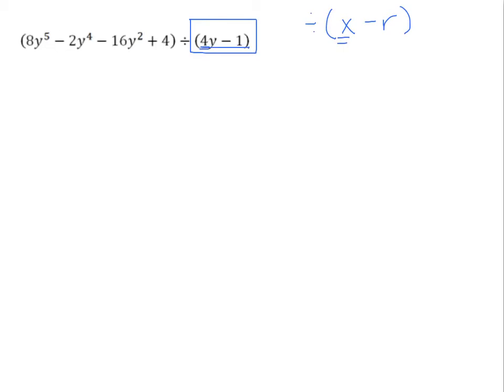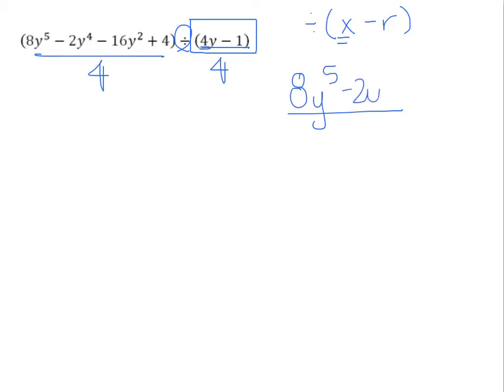So to do that, we're going to divide absolutely everything by 4. This is perfectly fine because dividing is like a fraction. So it's like we have 8y to the 5th minus 2y to the 4th minus 16y squared plus 4 over 4y minus 4. And with fractions, we can certainly divide both the bottom and the top by 4. Okay, so we're going to take this and divide everything by 4 and then rewrite down what our polynomial is.